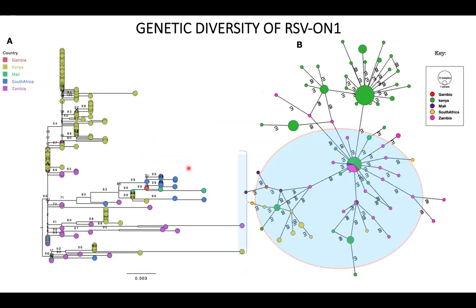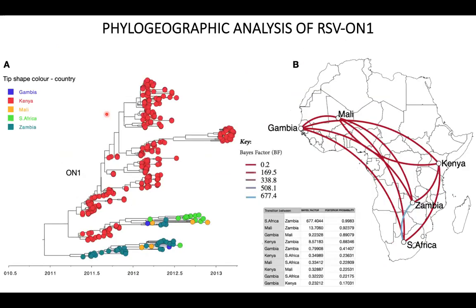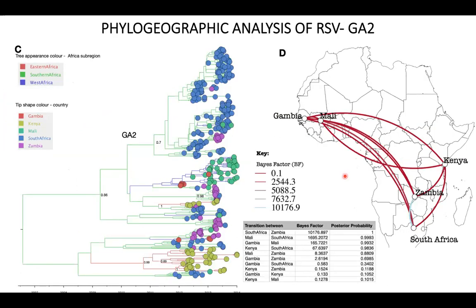On this slide, I'll give you a snapshot of the results. This is RSV genotype ON1, a single genotype. Still we are seeing clustering by region, and the tip shape represents the different countries. These are inferred spatial patterns. Still we see strong links between South Africa and Zambia. For the different genotype, we are observing similar results: largely, sequences from the same region cluster together, and strong links are inferred between close regions.